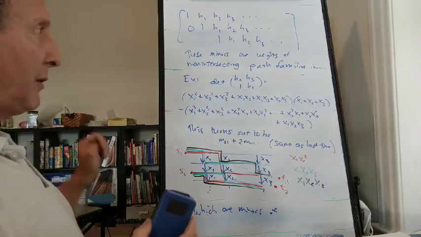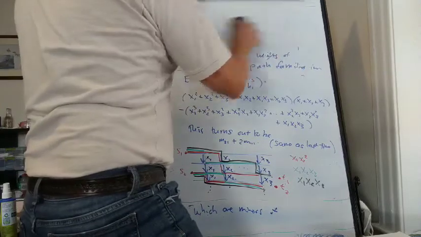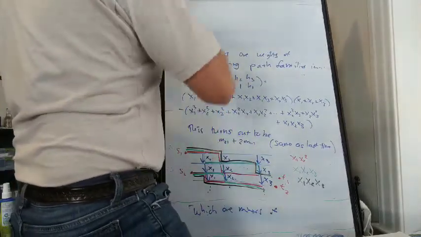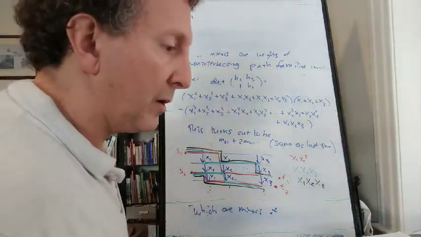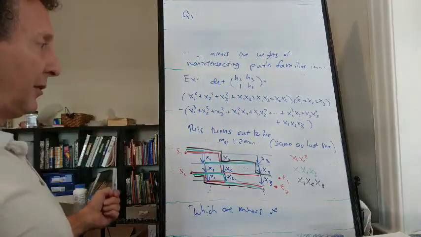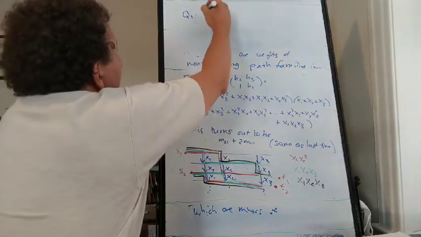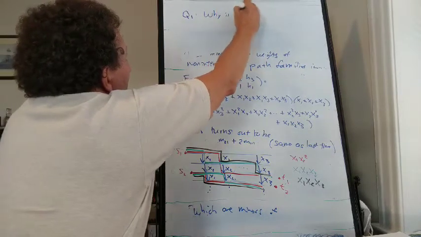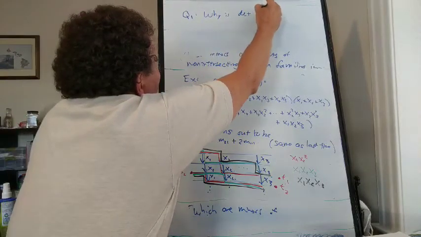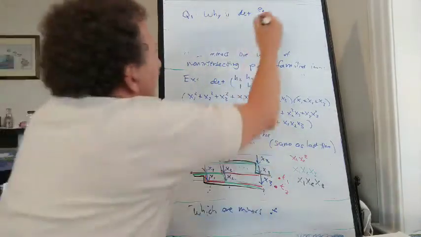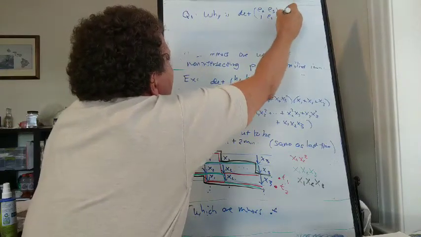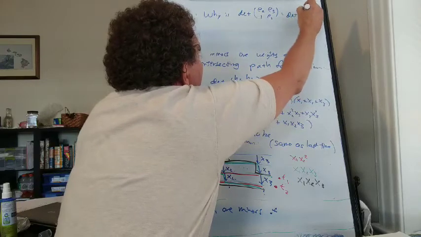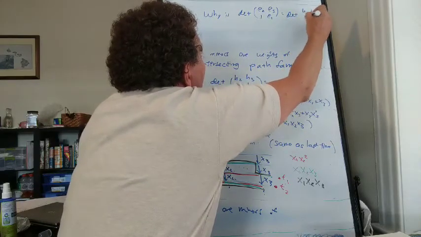All right, now hopefully what we've done raises some questions. Question 1, why do we get the same answer when we took the determinant of e2, e3, 1, e1, and the determinant of h2, h3, 1, h1?